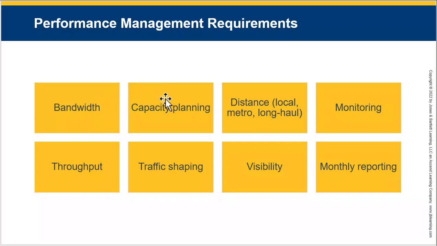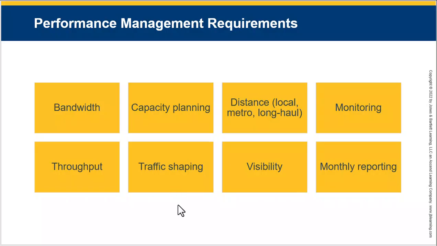Capacity planning: how many people are on our system? How many people are we going to have to support in the future? How far of a distance do we have to go? Where are our locations? If we've got one location in Oregon and another location in Maine, then we're probably going to be using VPNs to go over the internet at large, because getting a long haul connection that's dedicated is going to be really expensive for something like that. We want to monitor our systems, make sure that our throughput is what it's supposed to be.